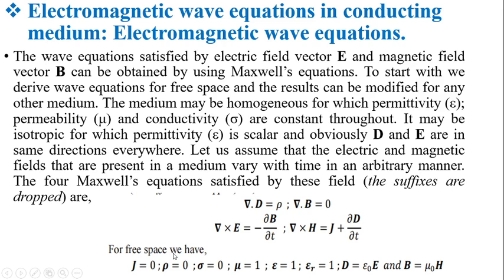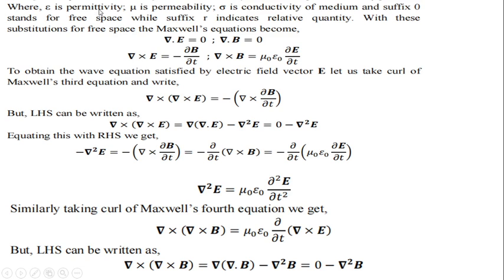For free space, we have J equal to 0, rho equal to 0, sigma equal to 0, mu r equal to 1, epsilon r equal to 1, and D equal to epsilon 0 E, and B equal to mu 0 H. Now, epsilon is permittivity, mu is permeability, sigma is the conductivity of the medium, and suffix 0 stands for free space, while suffix r indicates a relative quantity.